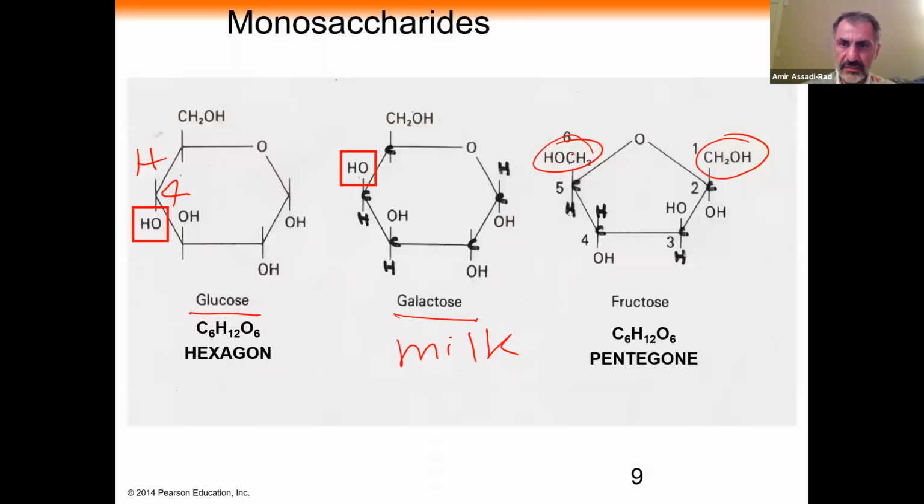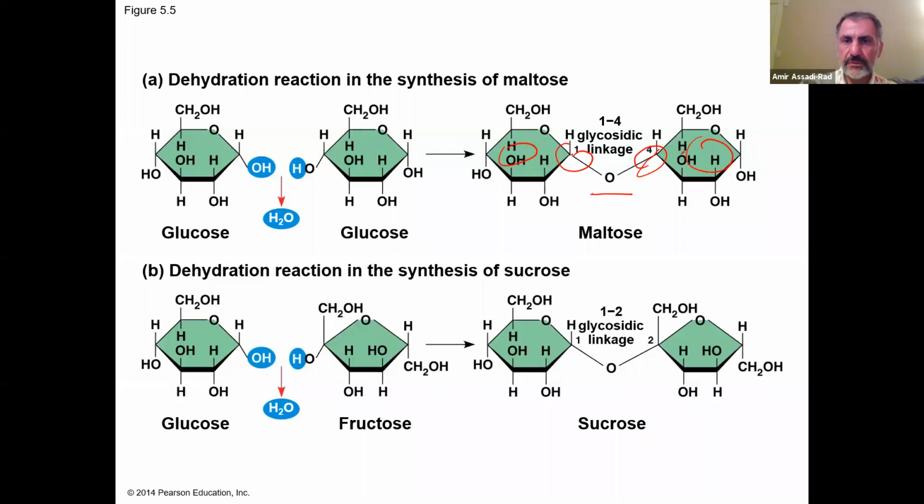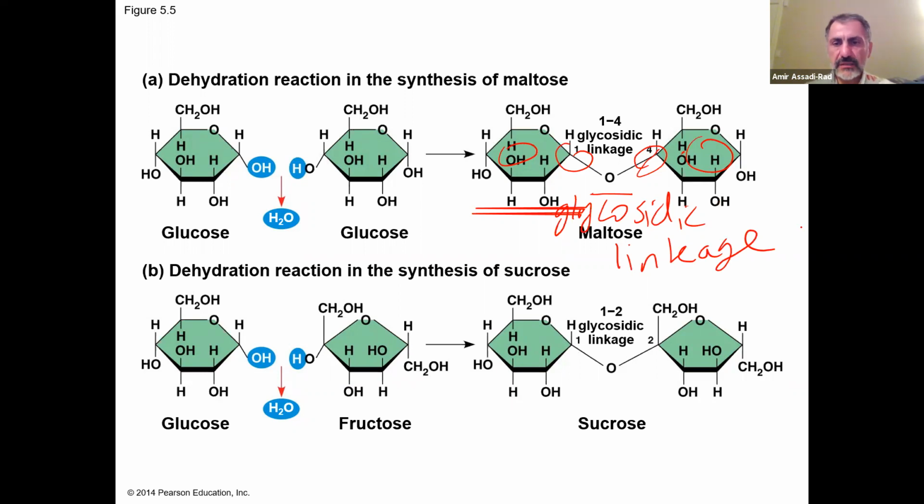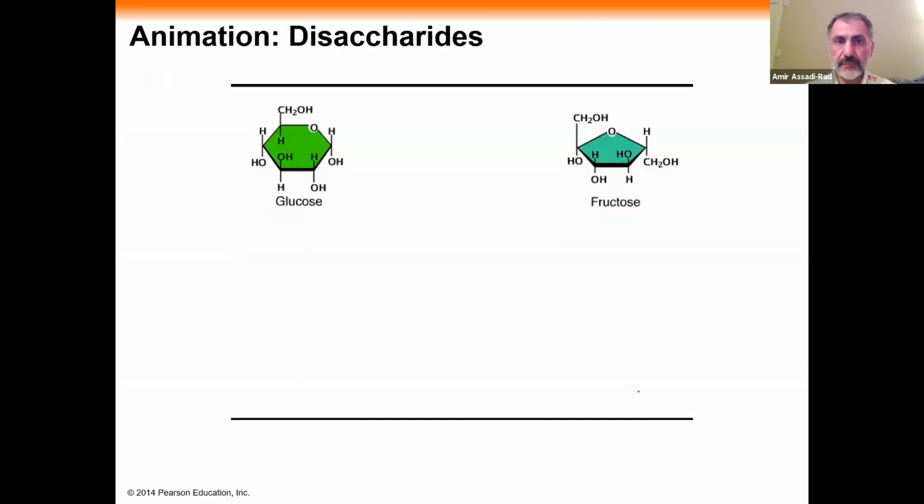Glycosidic linkage. Very good. So where should I write it down? Glycosidic linkage, okay? So that's a glycosidic linkage. Two glucose molecules are combined together. The name of the disaccharide is called maltose. A glucose and a fructose combined together, the name of the molecule is sucrose. Okay, glucose plus fructose gives you sucrose.